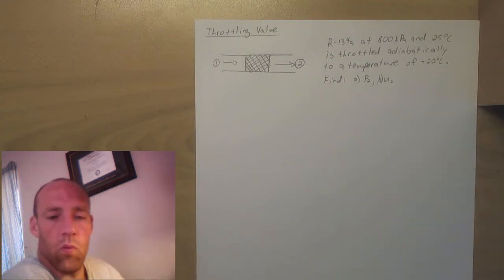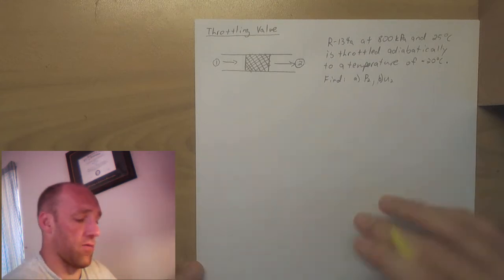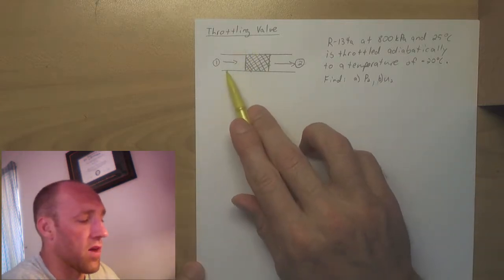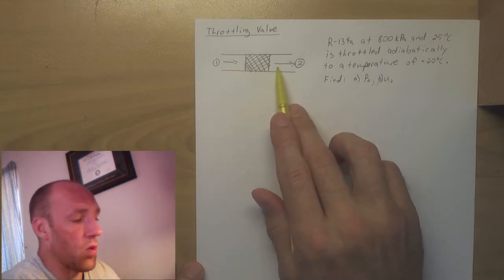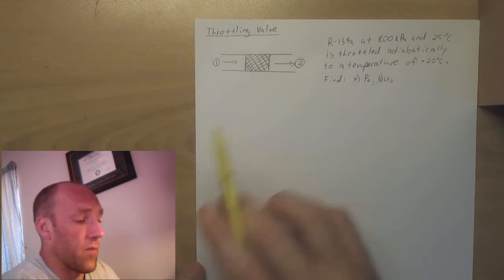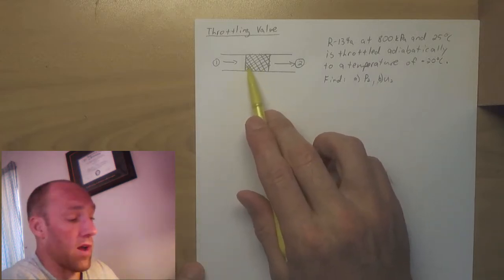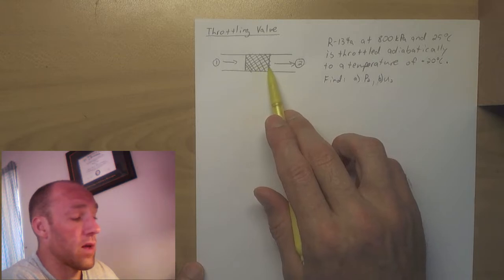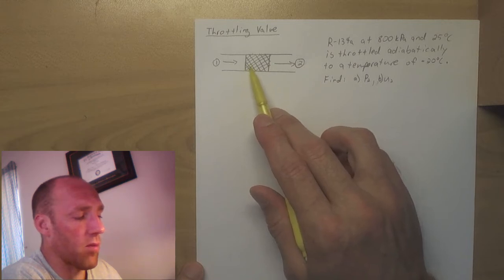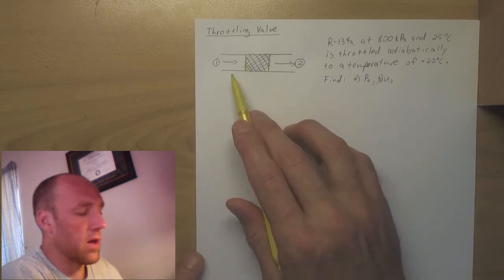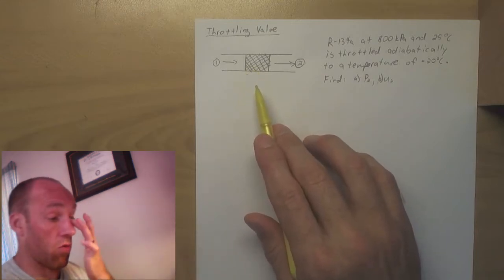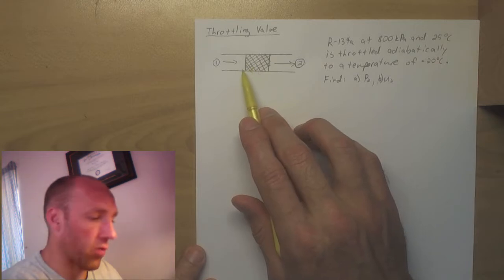All right, so our next example is for a throttling valve. A throttling valve is a simple device intended to lower the pressure of a fluid as it passes through it. It's usually either an obstruction in the tube, perhaps a valve that's mostly closed, or in some cases, just a long, thin tube where the pressure drop could be substantial just from the effects of friction with the walls.